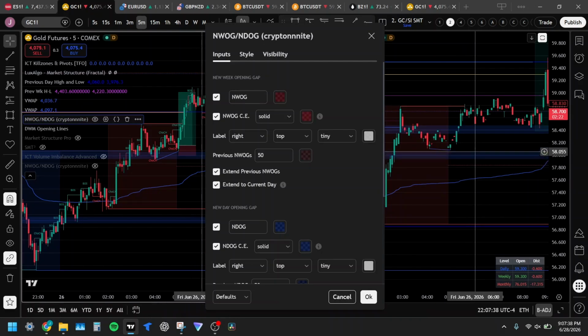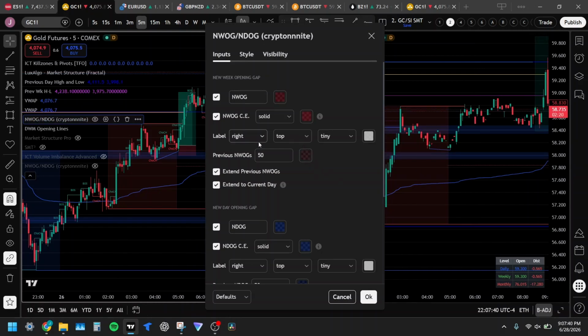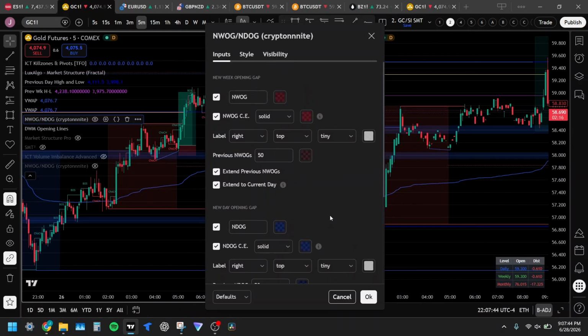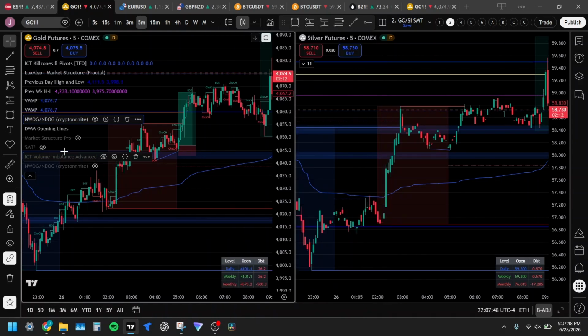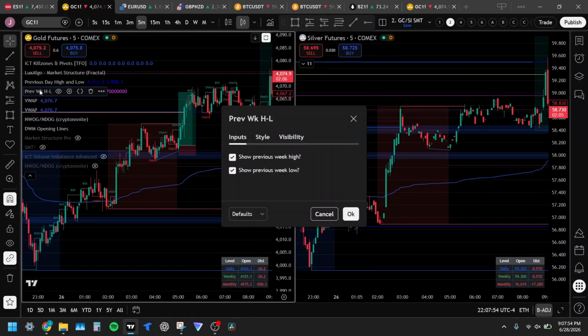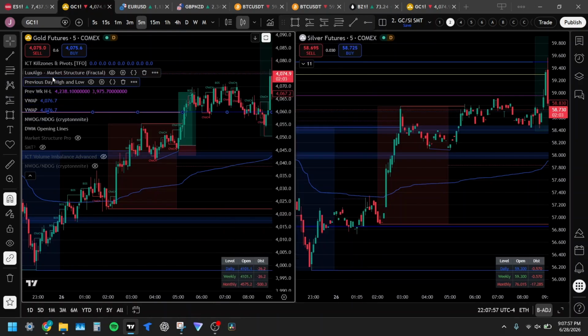So from the high to the low of the new week opening gap and new day opening gaps, I have it set to 50. I think I have a bit more. Should be a bit more on new days, but yeah. So this is how I have everything set up. Let's see here. VWAPs, I have one for a weekly. I have another one for a session or a daily. Previous weekly high and low. Previous daily high and low.